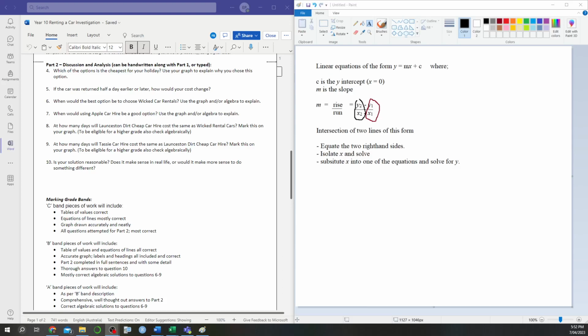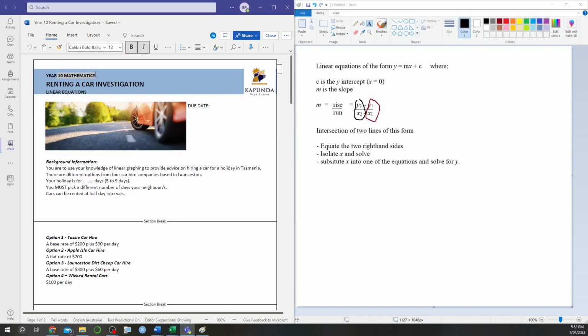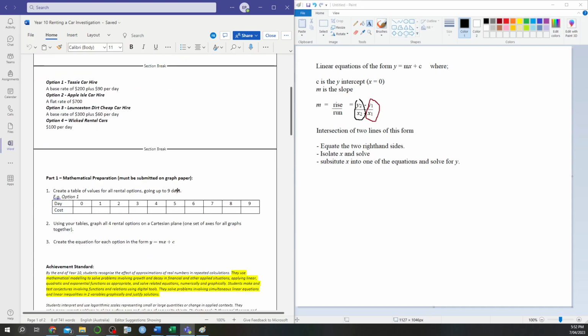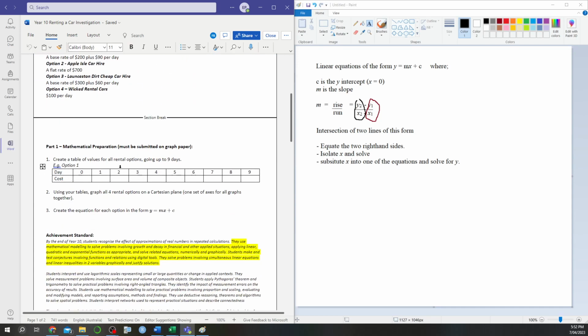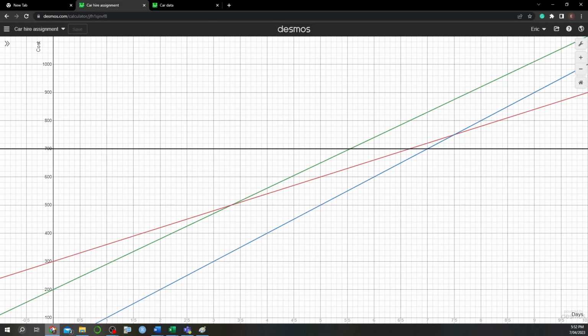Okay, welcome back. In this video, we're going to continue with our Year 10 rental car investigation. Reminding what we've done so far, we've read the assignment, we've plotted the data, and we've done a linear graph of the data. So you should have something at this stage that looks something like this. Now, I've turned my data off, so I'm just looking at the graphs at this point. What I'd like to teach you today is how to find these points of intersection.